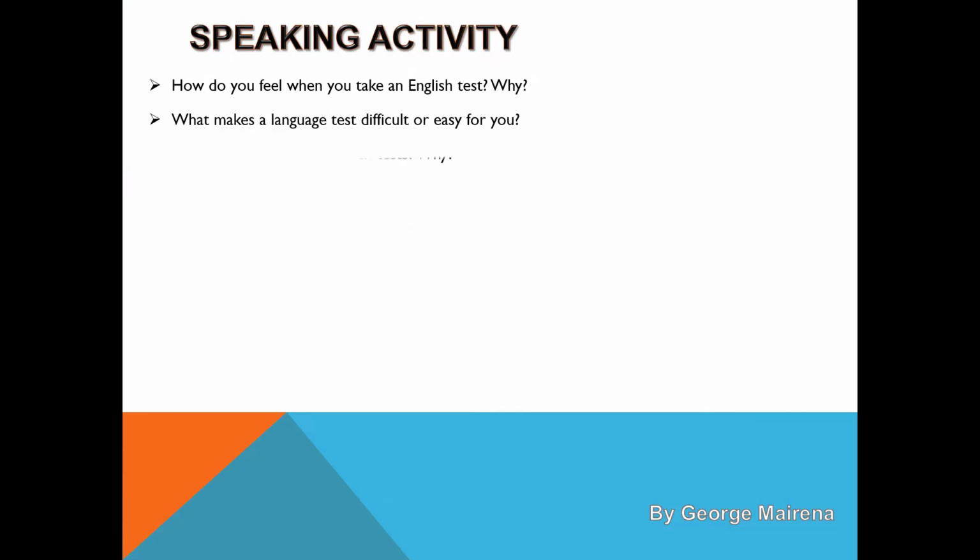Now let's move on to the third one. Do you prefer oral or written tests and why? So let me give you an example about this. In my case, I would prefer oral tests. Do you know why? Because they allowed me to express myself freely. Written tests can be stressful because I worry too much about grammar and spelling. So that could be an example, okay?